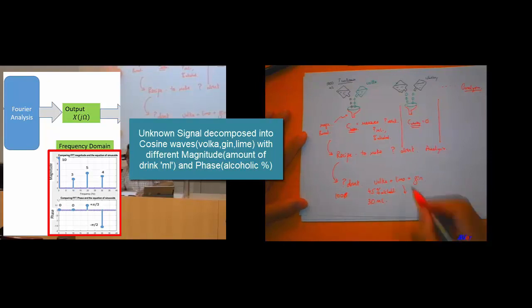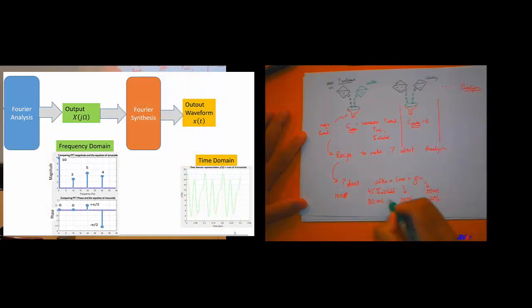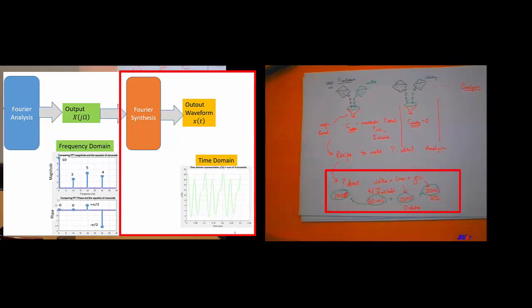and we have a lime, maybe 20 ml, and then of course there is no alcohol. Then we have a gin, and this gin is 50 ml, and this gin has 25% alcohol. When we add this up, we have the original drink with whatever percentage alcohol that we have also found in this analysis.